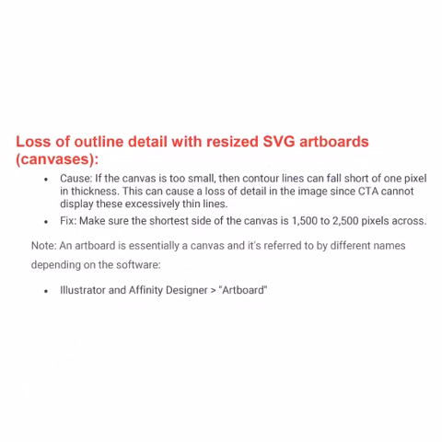The first thing they talk about is the loss of outline detail with resized SVG artboards. What they call the cause: if your canvas is too small, then your lines may fall short of the 1 pixel thickness that is required in Cartoon Animator 5. This can actually cause it to be unable to import the image because it can't see it. They suggest that you start with a canvas of 1500 to 2100 pixels wide using a 1 pixel thickness.